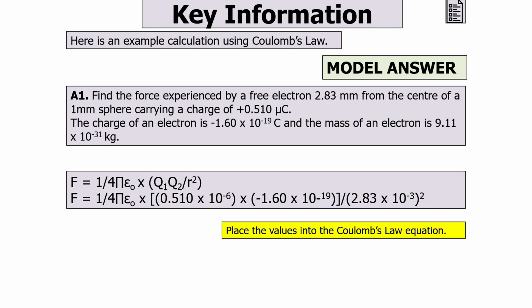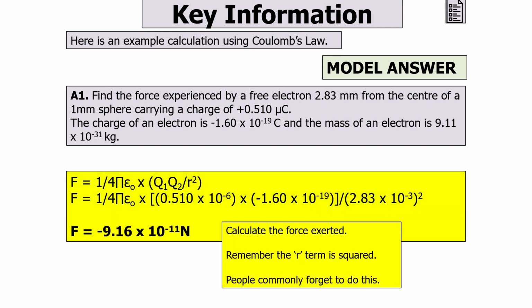So we then place these values into the Coulomb's law equation: 1 over 4 pi epsilon 0 times 0.51 times 10 to the minus 6 times minus 1.60 times 10 to the minus 19 over 2.83 times 10 to the minus 3, all squared. When you calculate the force exerted, F is equal to minus 9.16 times 10 to the minus 11 newtons. Please remember, in this question the R term is squared. People commonly forget to do this.